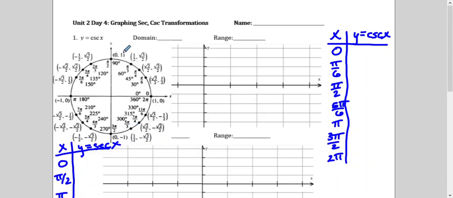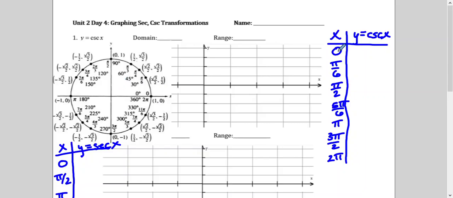So let's remember that on the unit circle, sine is the y value. So what we're going to do with this table of values over here is we're going to take the y value and then we're going to get the reciprocal of that y value to find the cosecant of that angle. Now you might want to take a minute here and pause the video so you can get the x values down that I've written, and then you can continue.